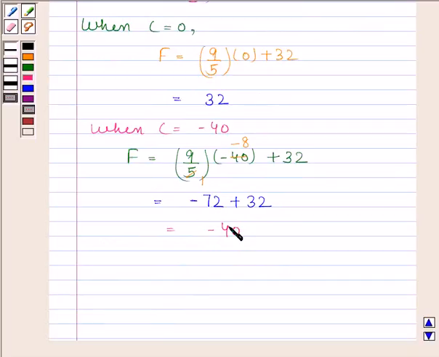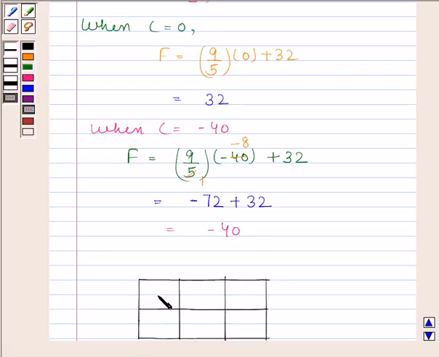Let's now represent these two solutions in the tableau form. So let's make a table now. When C is equal to 0, then F is equal to 32. And when C is equal to minus 40, then F is also equal to minus 40. Let's now make a graph.